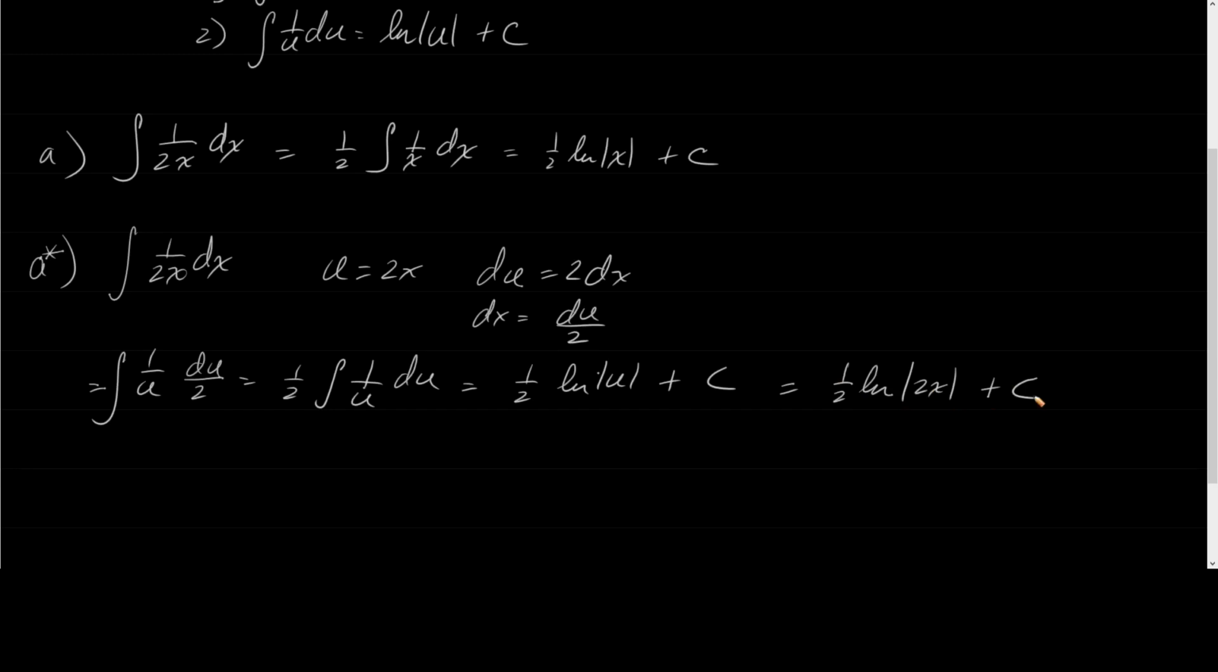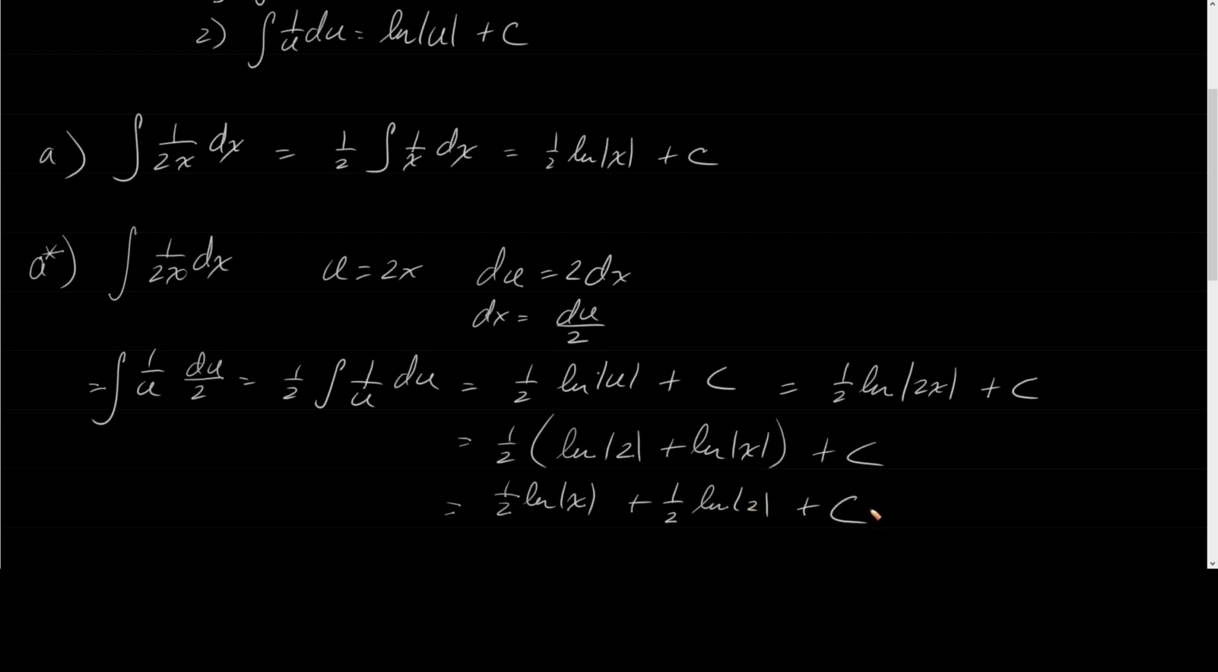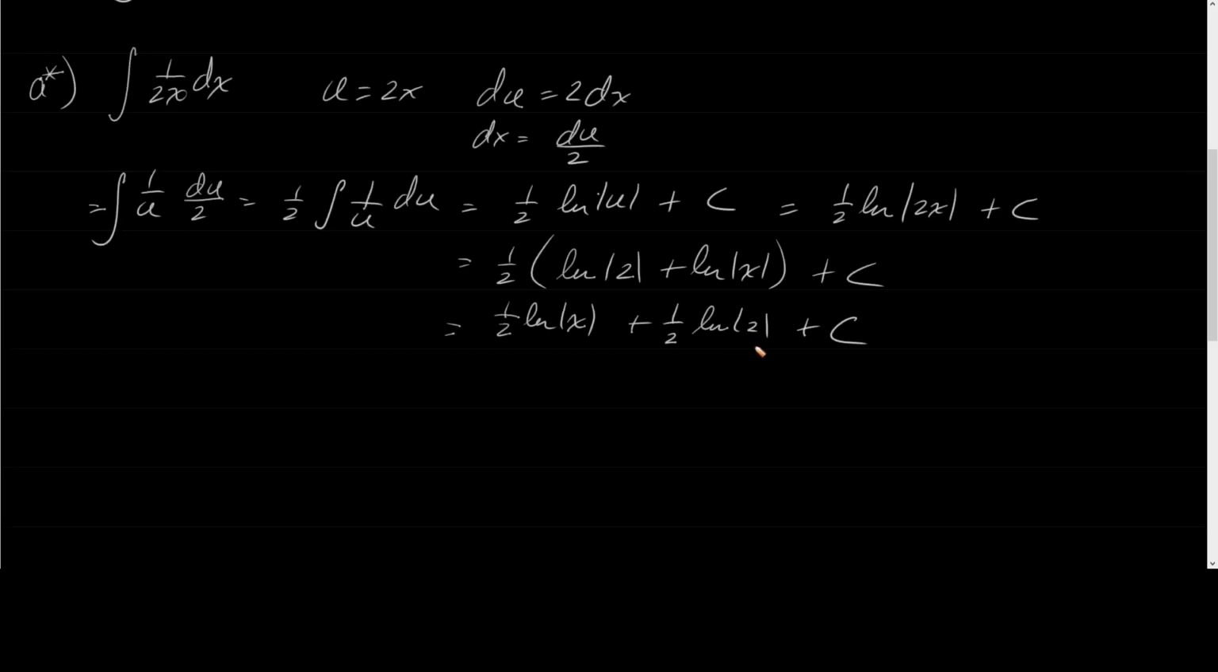We got two different answers. 1/2 ln of x and 1/2 ln of 2x. Turns out these are the same answer. Let's see how come. This part over here. By the rules of log, I can expand this to be ln of the absolute value of 2 plus ln of the absolute value of x plus c. At that point, if I distribute this 1/2, I'm going to write it as 1/2 ln of the absolute value of x plus 1/2 ln of the absolute value of 2 plus c. But notice here that 1/2 ln of the absolute value of 2, that's some number, right? Because ln of 2, that's an actual value, times 1/2, that's some other number.